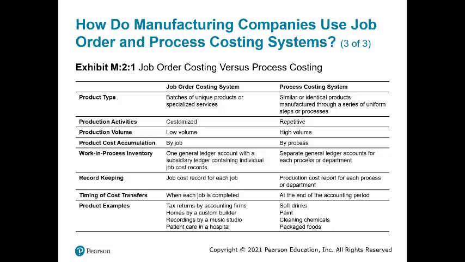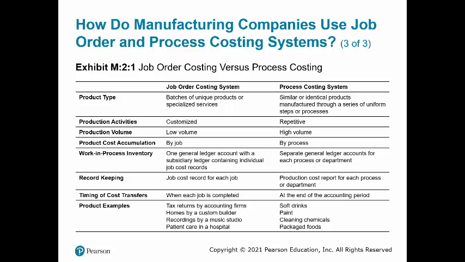In the production activities, again, job order is going to be customized, usually to customer specifications, but in the process costing system, the production activities are repetitive. They don't differ, there's not batches, they're all the same. The production volume in job order costing is usually a lower volume because you're resetting your equipment or your production activities according to what is needed for that one particular batch. Whereas in process costing, usually the production is much higher volume because you're not having to reset equipment for individual batches.